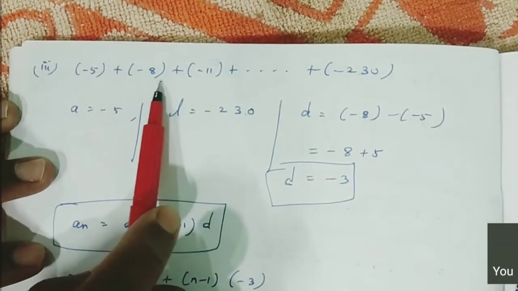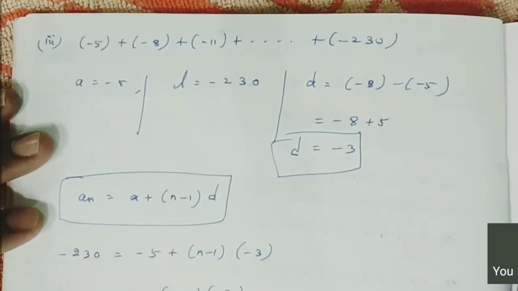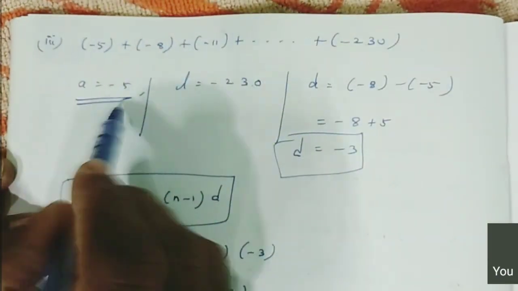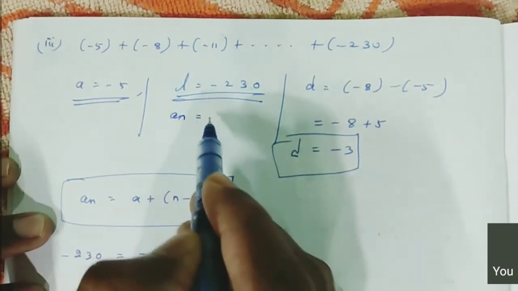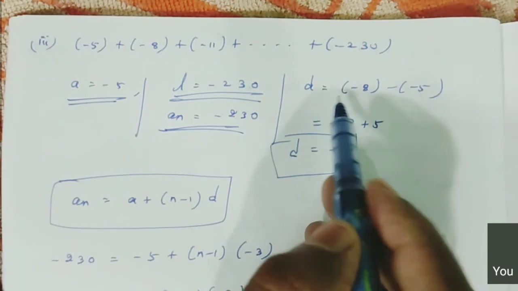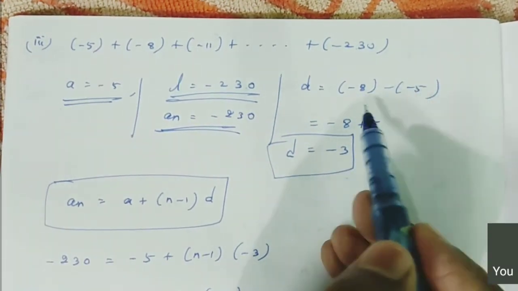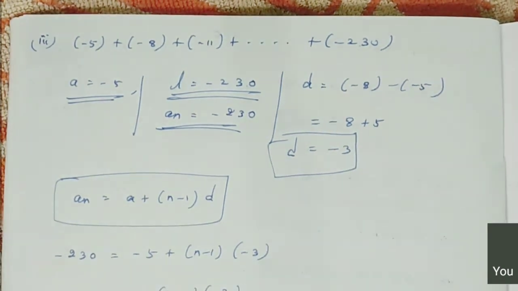Listen. Third problem. So here the third one: minus 5 plus minus 8 plus minus 11 plus etc., minus 230. So they given a series. We can find the a value. What is the a value here? Minus 5. L, the last term, minus 230, otherwise we can call it an or last term. Next the d value, we can subtract it: second term minus first term. So minus 8 minus of minus 5. So minus of minus it became plus. So minus 8 plus 5. So d is equal to minus 3. Are you clear?